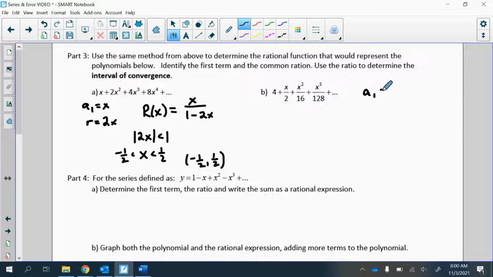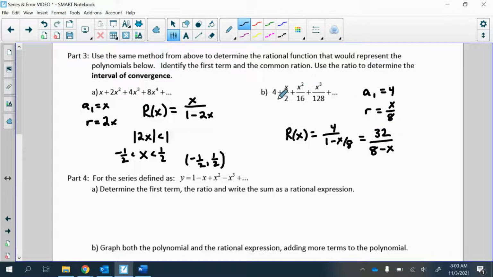Similarly, over here, a sub 1 is 4, and r appears to be x over 8. So my rational function is 4 over 1 minus x over 8. If I simplify this to get rid of the fraction inside of the fraction, I'll multiply everything by 8. So I would get 32 over 8 minus x as my rational function.